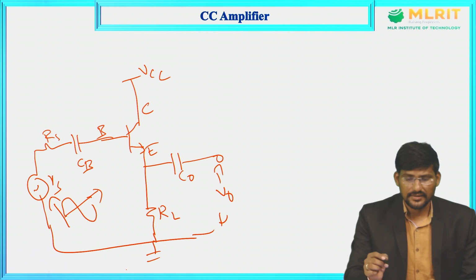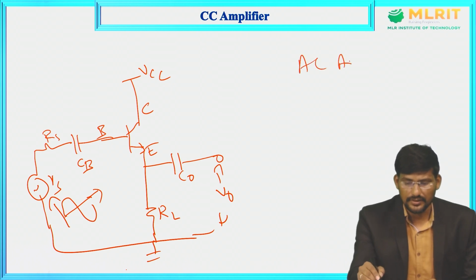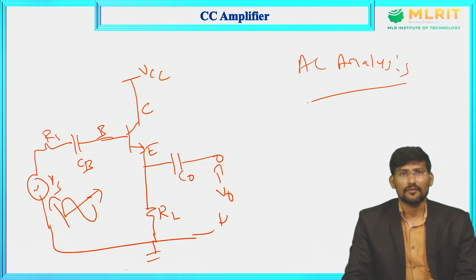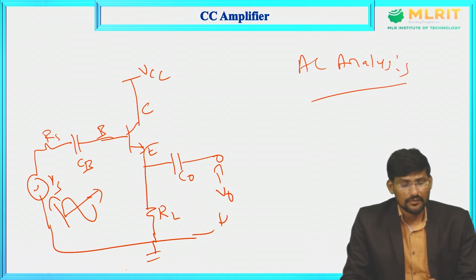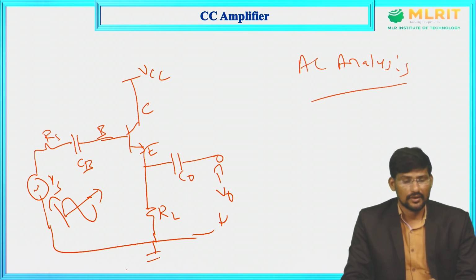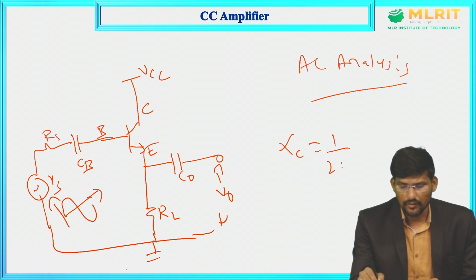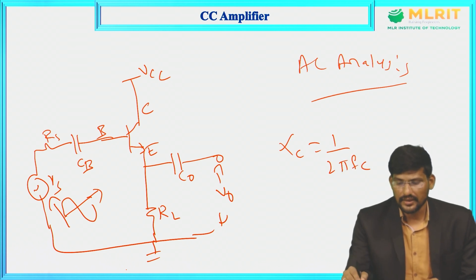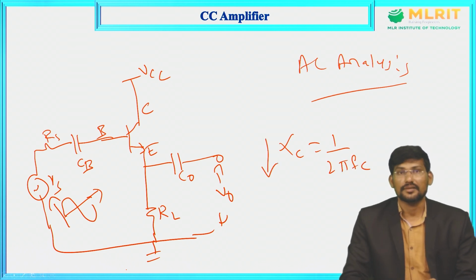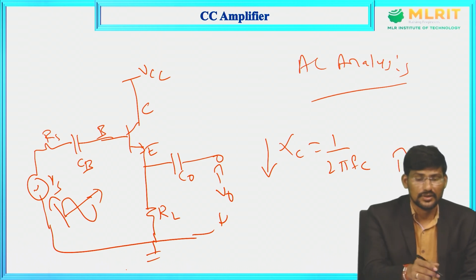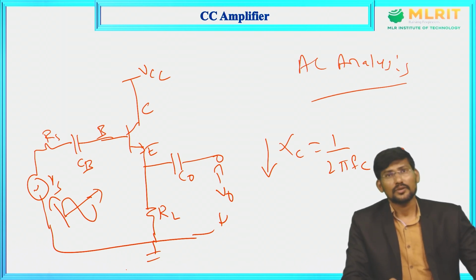Now for AC analysis, what are the conditions we need to consider? For AC analysis, we will consider the effect of DC sources to be zero, that is nullifying the effect of DC sources, and whatever capacitors are present in the circuit, we will consider them as a short circuit because the reactance of the capacitor is 1 by 2 pi fC. As frequency increases, what happens to the reactance of the capacitor? The reactance of the capacitor decreases, so logically they are considered as a short circuit, and we will nullify the effect of the DC source. The DC source must be grounded. So let us discuss the conditions here.